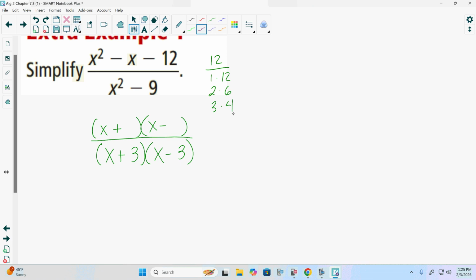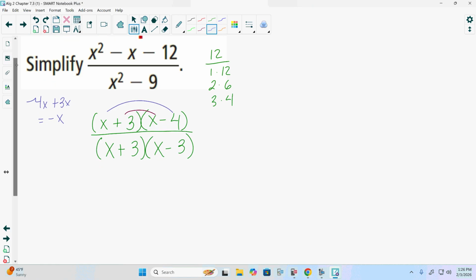Well, again, just like the one before, we're not going to look at 1 and 12. Which one are we going to look at? 3 and 4. Where do you want to put the 3? Right here. We can check and make sure. X times negative 4 would be negative 4x. 3 times x would be positive 3x. And negative 4x plus 3x, negative 4 plus 3, would give us negative 1, telling us these are indeed the correct factors.